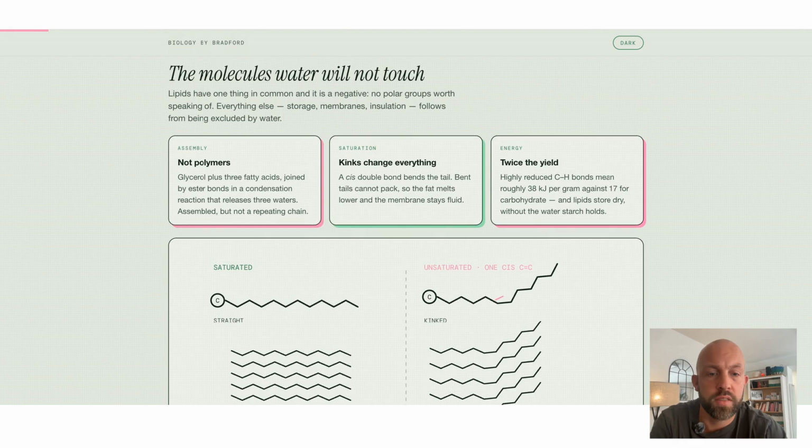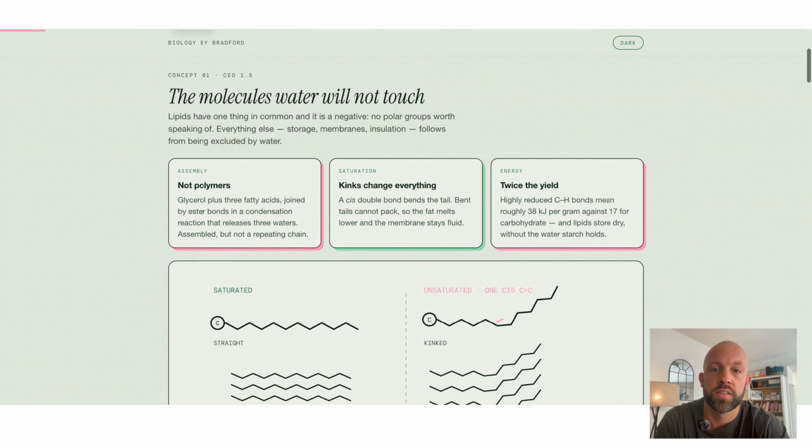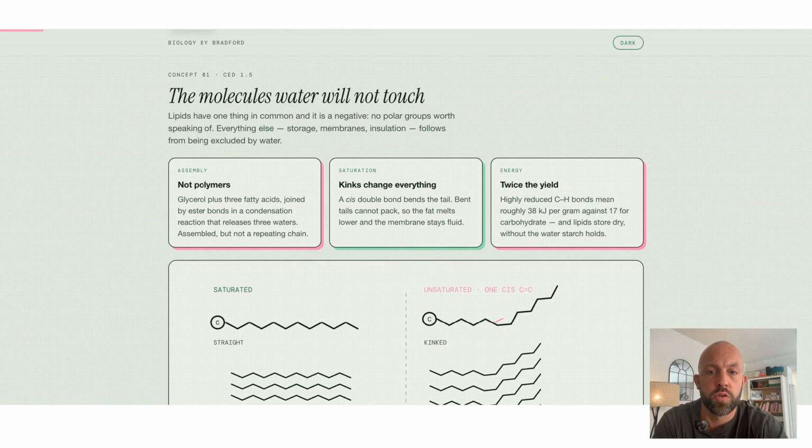Now, lipids, the key thing to remember is they are non-polar. That means that they are hydrophobic. So that's why I call them the molecules water will not touch. If you add olive oil or vegetable oil to water, you'll see that it forms a layer on top. It's less dense, so it floats, and it's also hydrophobic, so it repels water.